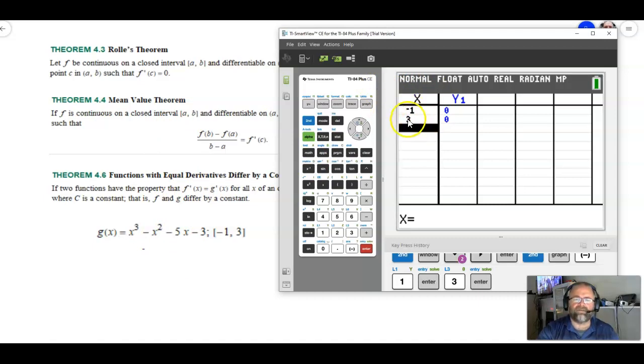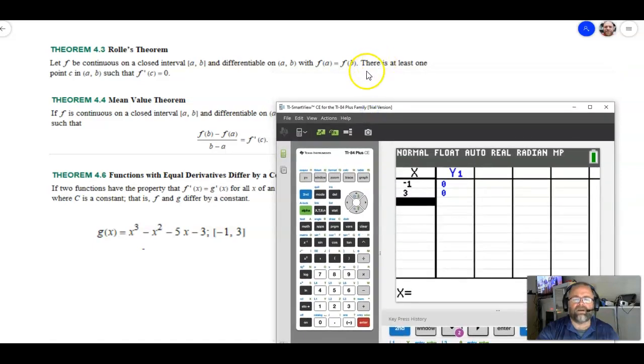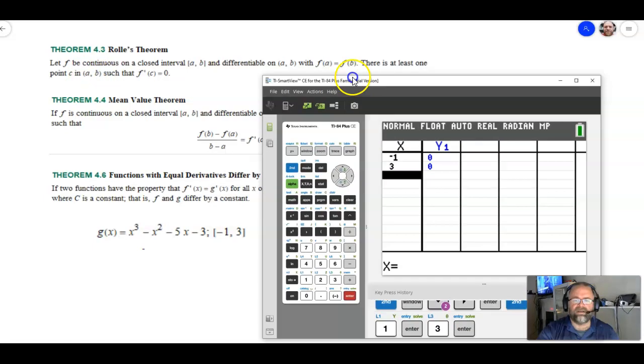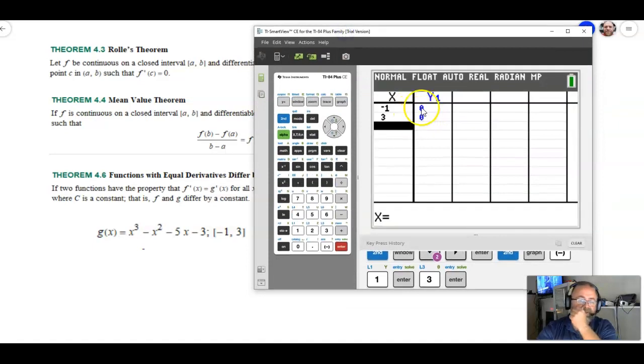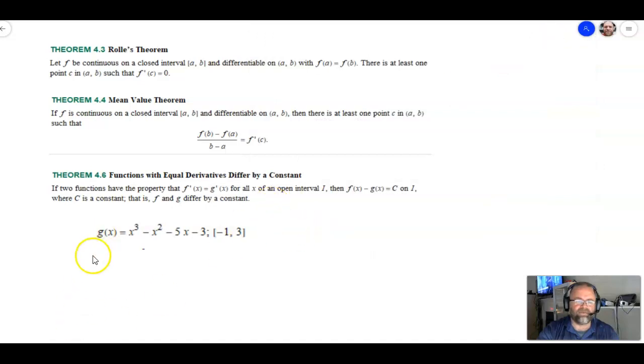Well, look at this. I've already put in -1 and 3, but we are guaranteed that there is at least one point in the open interval, so not including the endpoints here. And both of those are endpoints. Oh no! What have we done here? We haven't actually even found the derivative yet. I am a little bit tired today. So find the derivative of the function.